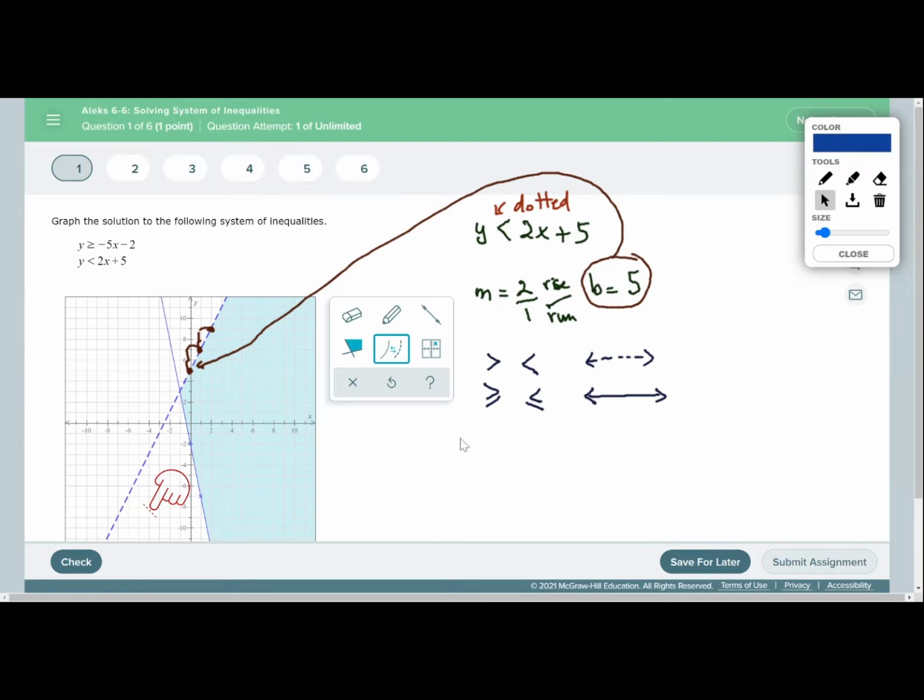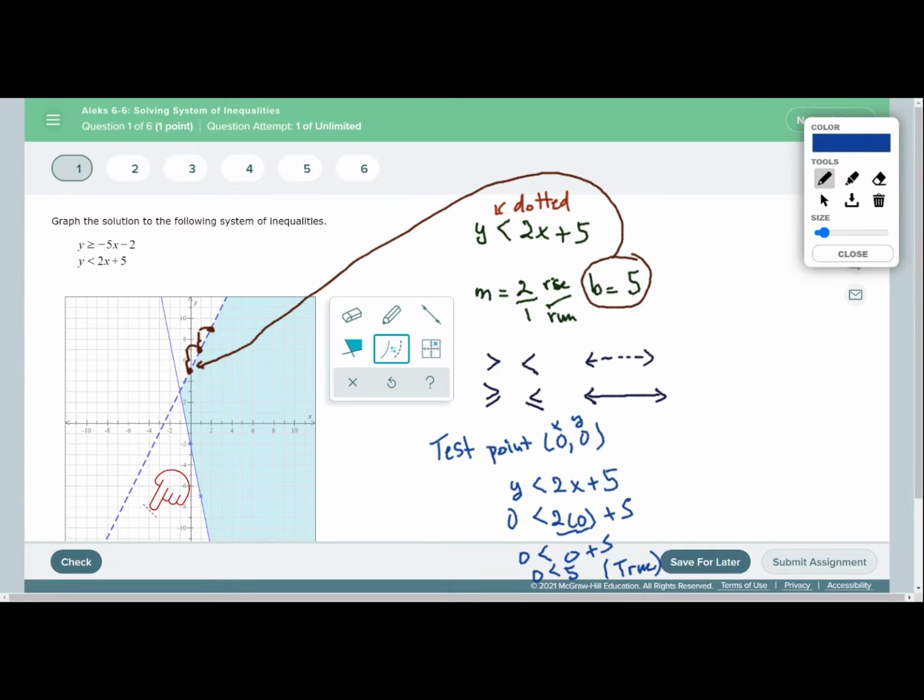All right, test point, any point. The best point is 0, 0, as long as it's not on the line. So for the test point, I'm going to use 0, 0. Y less than 2x plus 5. X is 0, y is 0. 0 less than 2 times 0 plus 5. 2 times 0 is 0, plus 5 is 5, so 0 less than 5. Is that true, 0 less than 5? The answer is yes, it's true.